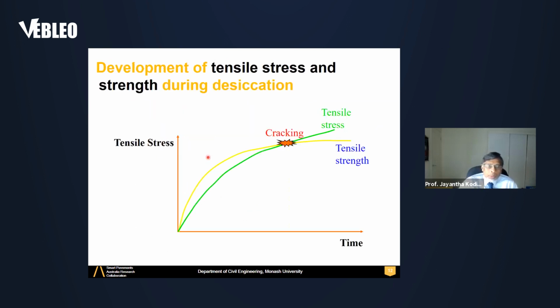So that macroscopic explanation of desiccation cracking can be represented in graphical form here. Tensile stress and strength against time. During desiccation, tensile stress builds up in the green curve, but tensile strength also builds up, and eventually they cross over, and one could consider cracking to initiate.